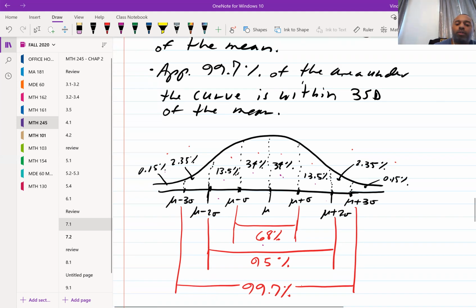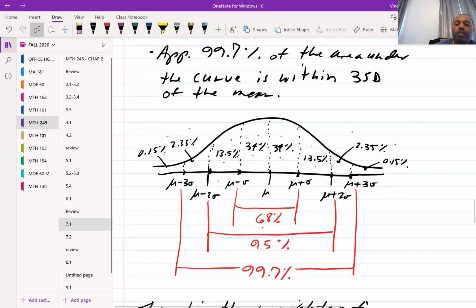All right, before we put this to work, any questions? Anybody still copying the diagram?